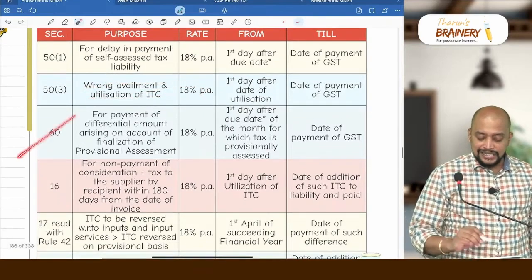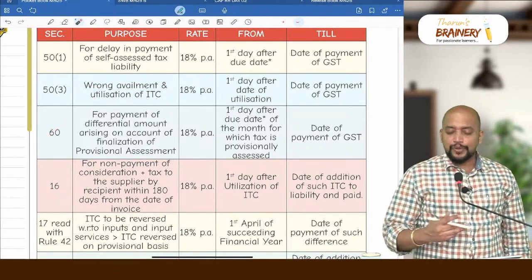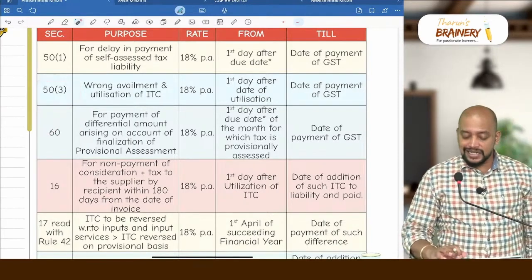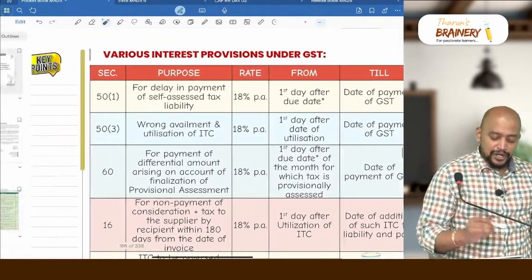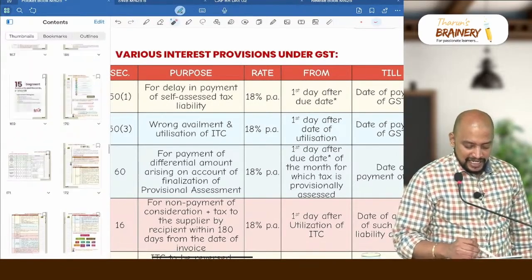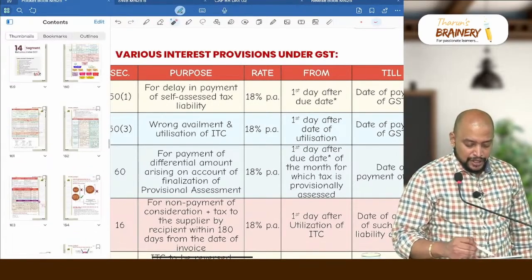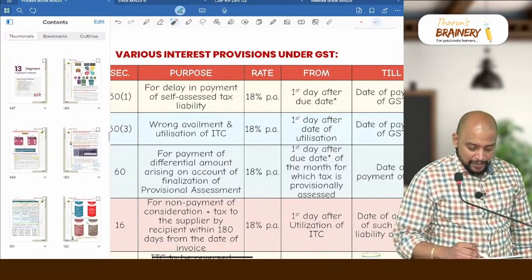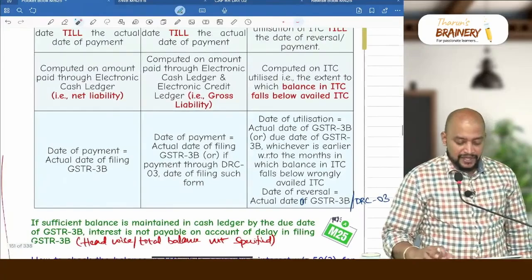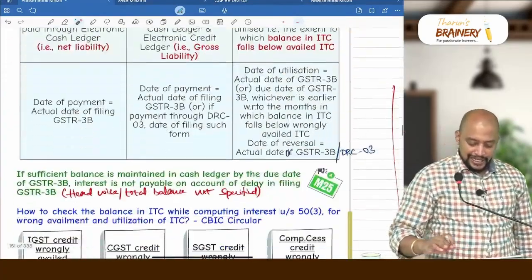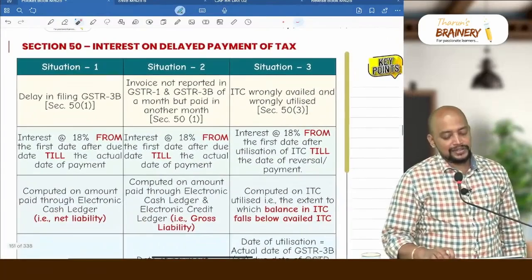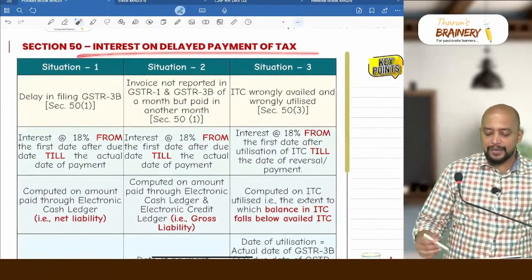Then section 50 subsection 3 itself, there is some more discussion which is in the payment process chapter. You can see that information a little bit in full. So you go back to the payment process chapter. In this payment process chapter, we have interest computation. You see that in page number 139, interest on delayed payment of tax.